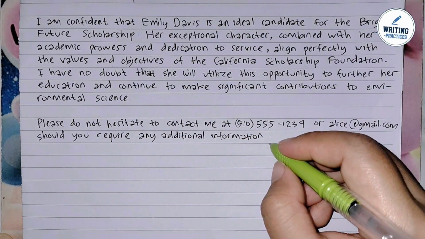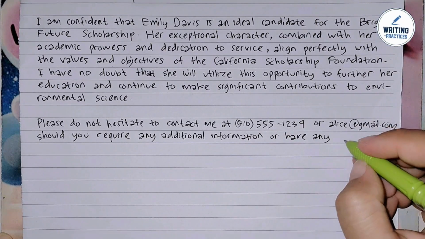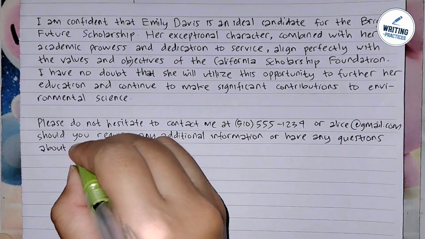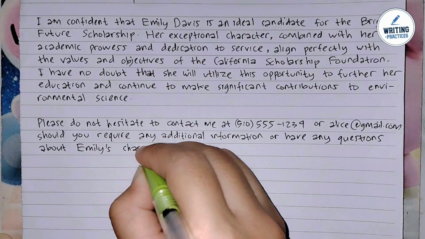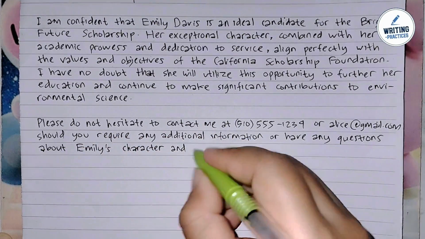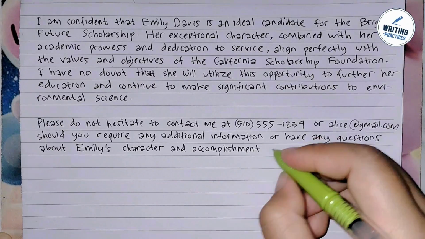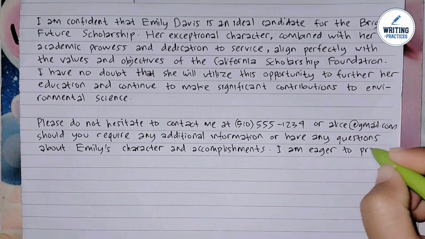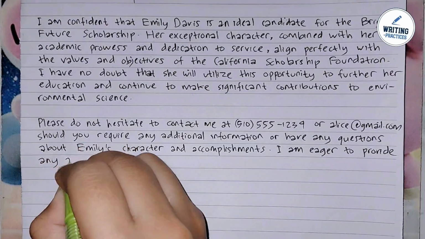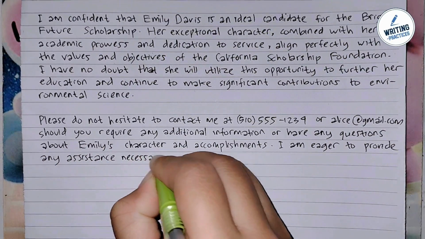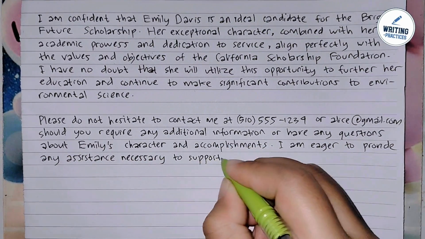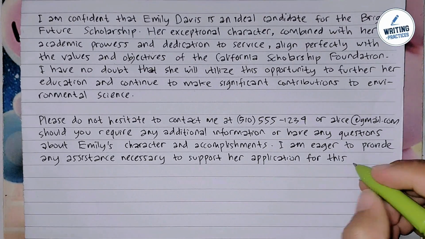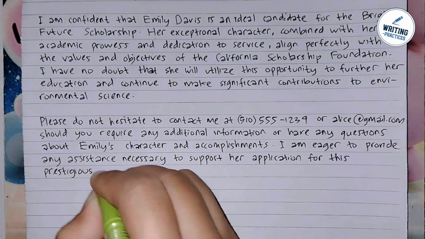Here is the example. "Please do not hesitate to contact me at 510-555-1234 or alice.johnson@berkeley.edu, should you require any additional information or have any questions about Emily's character and accomplishments." And you can continue by reiterating your strong support for the applicant. Simply, you can write something like, "I am eager to provide any assistance necessary to support her application for this prestigious scholarship."